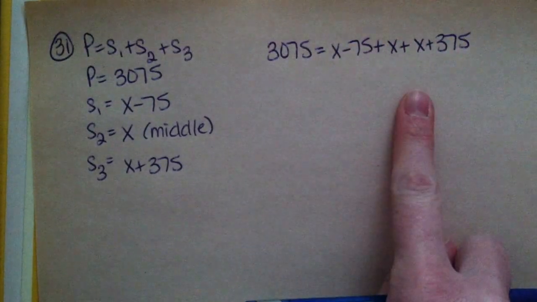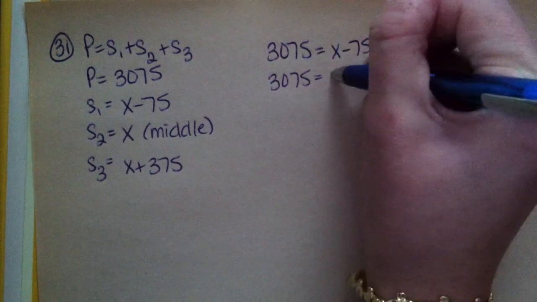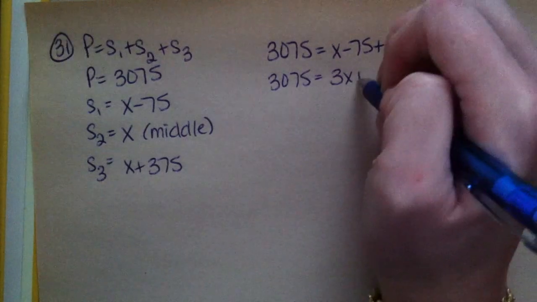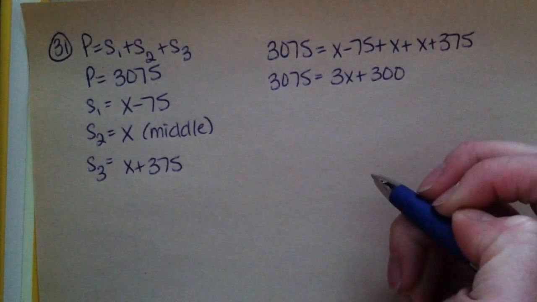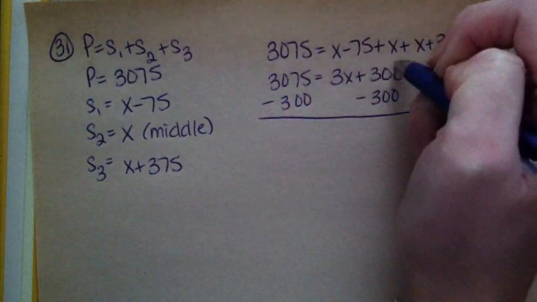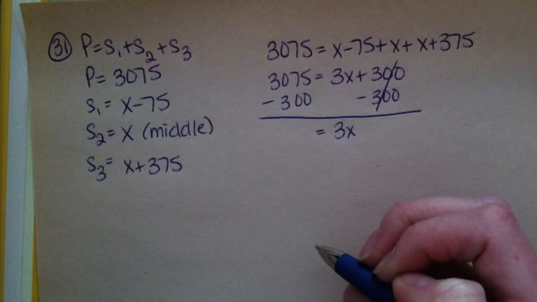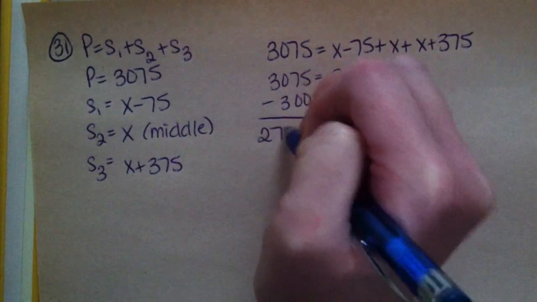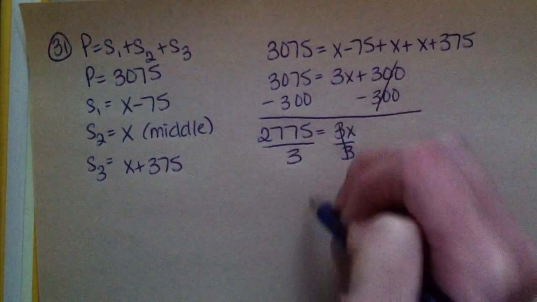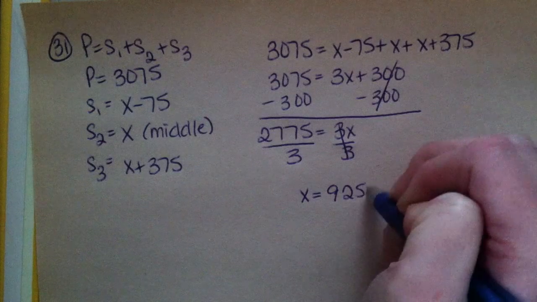We have to clean up the right-hand side by combining like terms. I have 1, 2, 3 x's. And negative 75 plus 375, I can put that into my calculator, or I can do it in my head, and I get 300. Now to isolate the variable, I subtract both sides by 300. 3x is left on the right. 3075 minus 300, put that in my calculator, I get 2775. Divide by 3. I get x equals, I put that in my calculator, 925 miles.